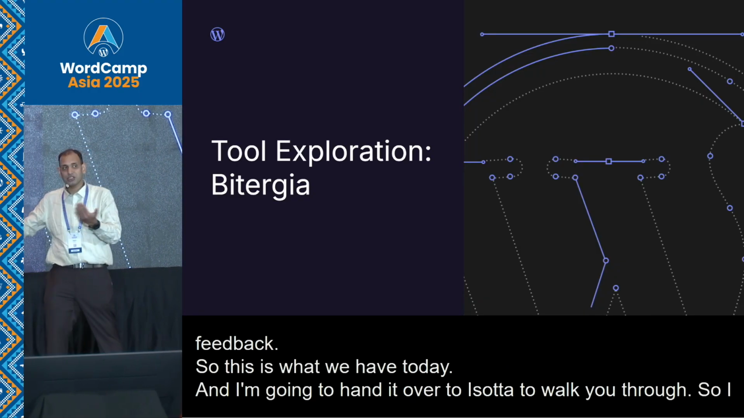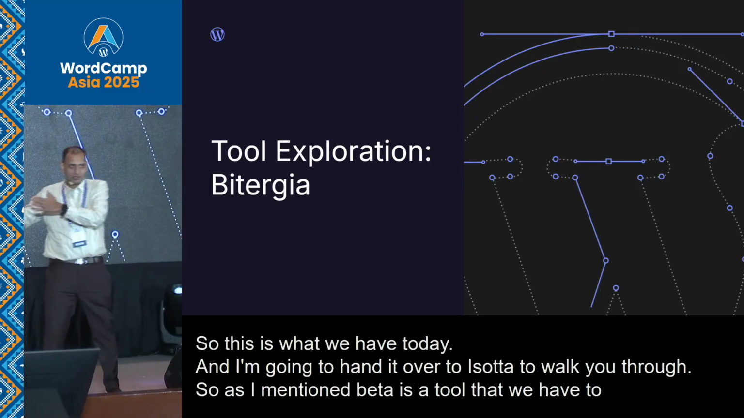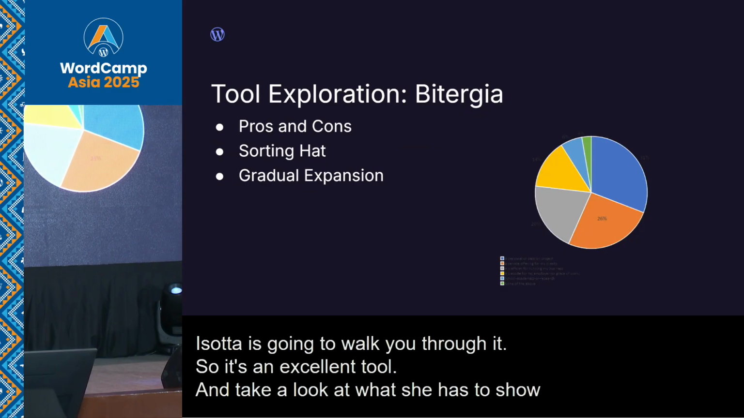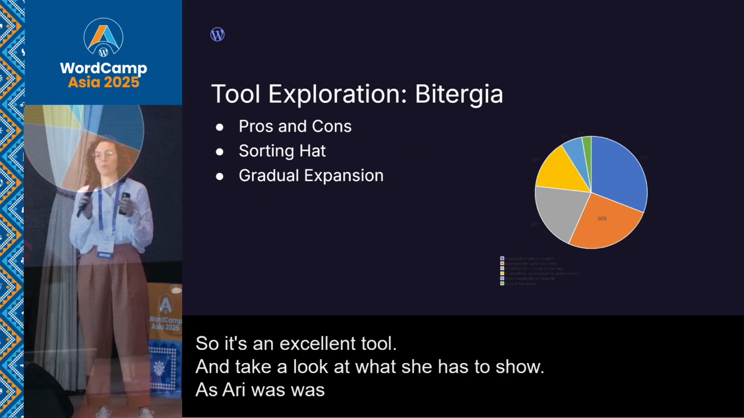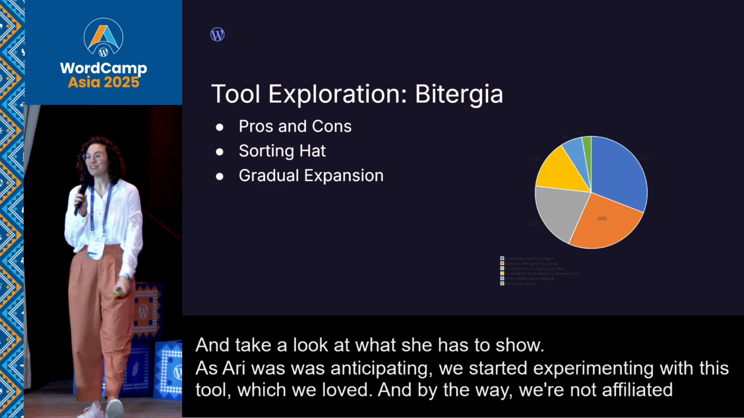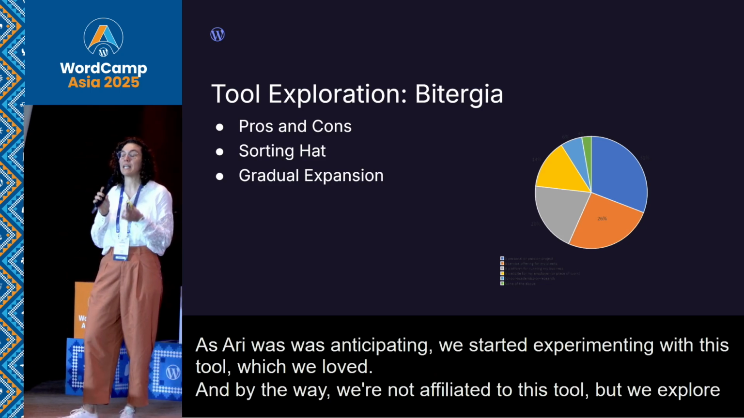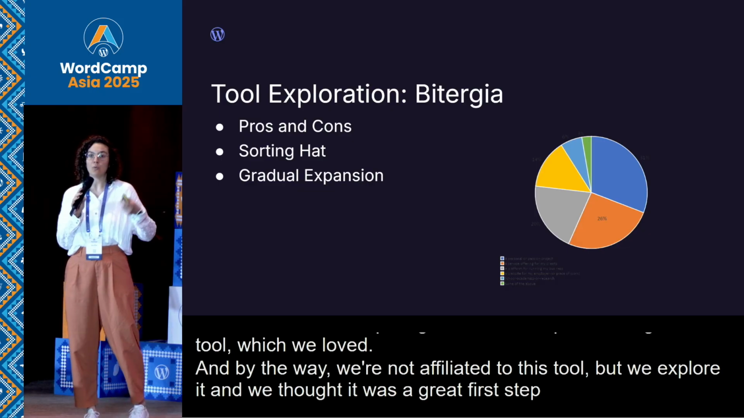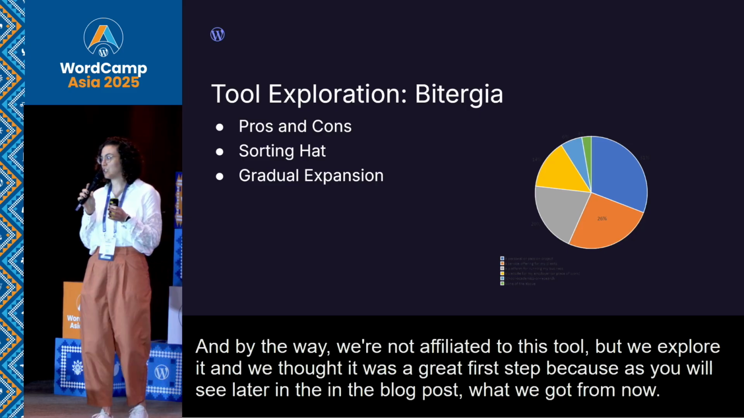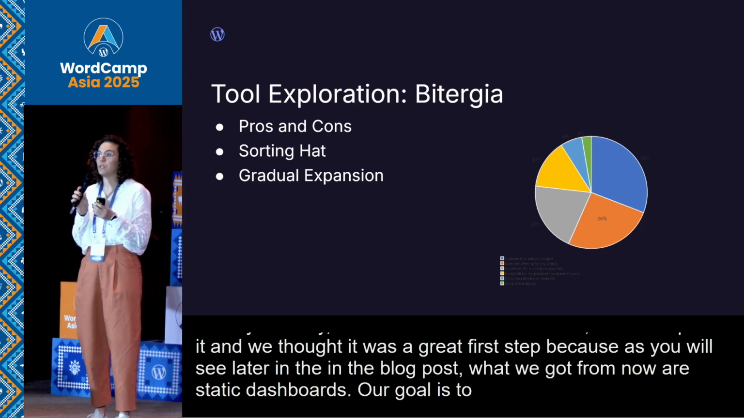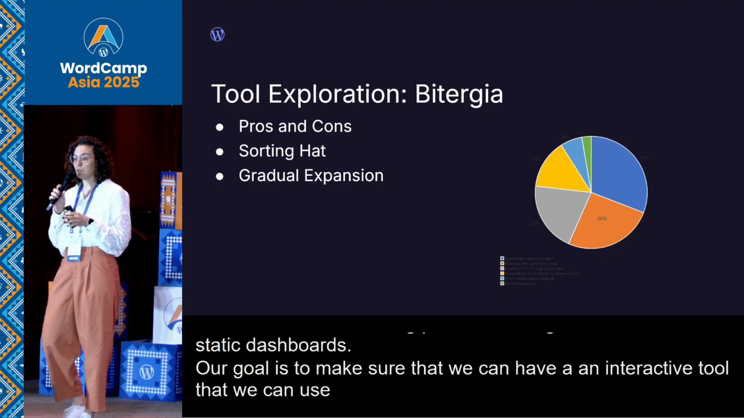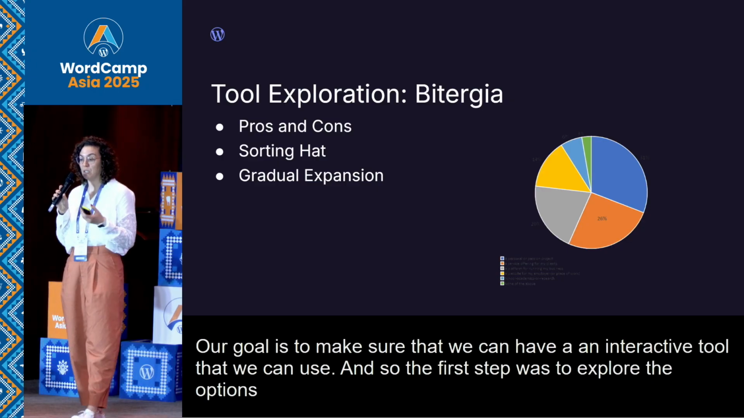As I mentioned, Bitergia is a tool that we have. Isota is going to walk you through it. It's an excellent tool, so take a look at what she has to show. As Ari was anticipating, we started experimenting with this tool, which we loved. And by the way, we're not affiliated with this tool, but we explored it, and we thought it was a great first step. Because as you will see later in the blog post, what we got for now are static dashboards. Our goal is to make sure that we can have interactive tools that we can use. And so the first step was to explore the option that Bitergia could offer.